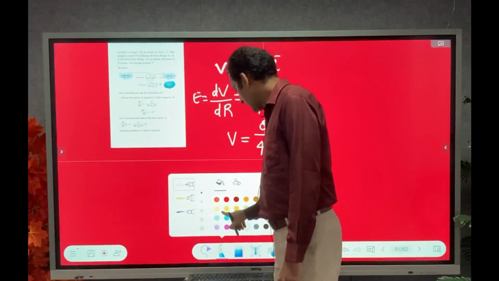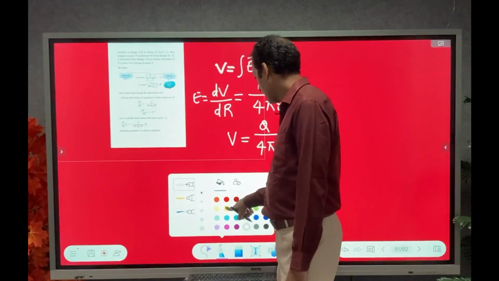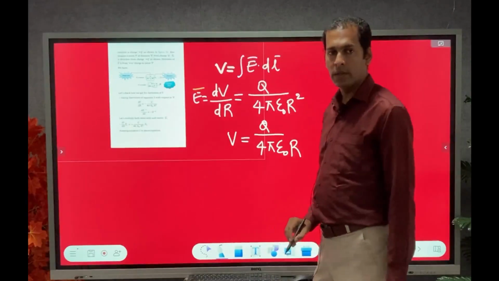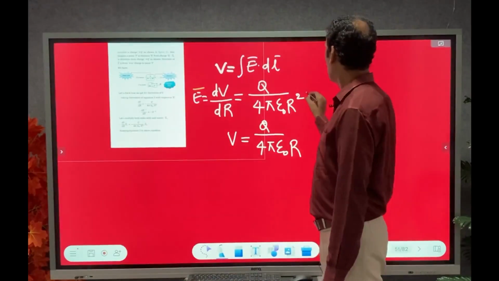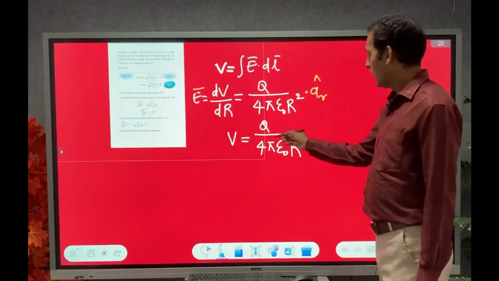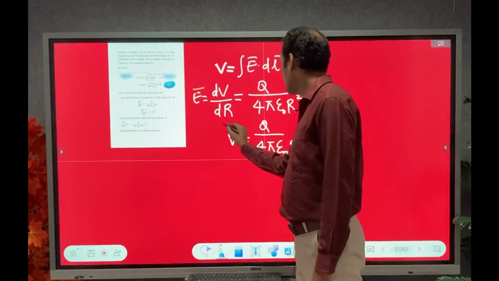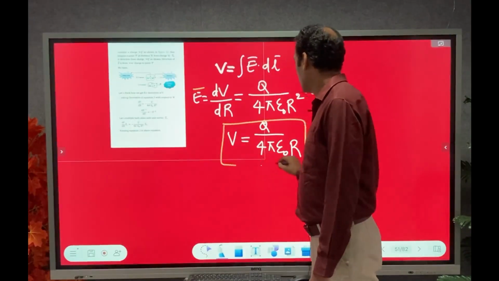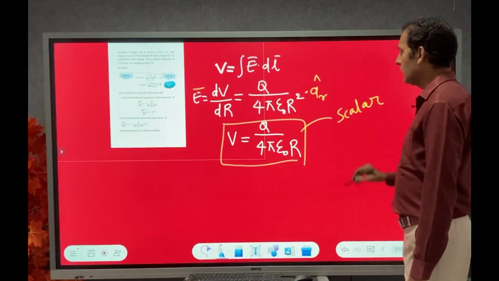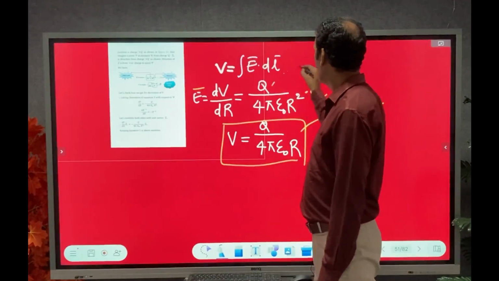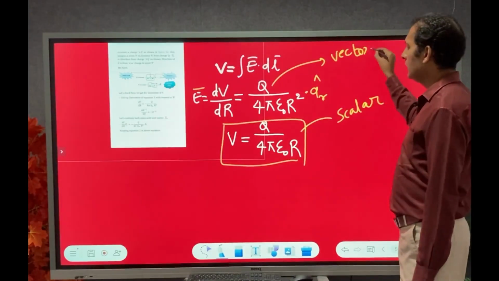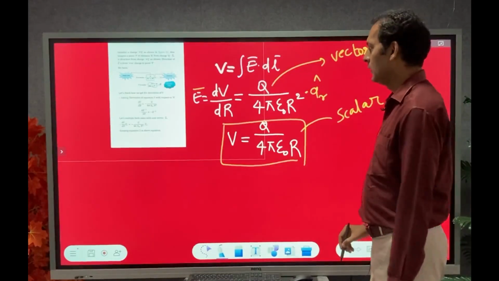The difference between these two, we have to realize that E can be given as a vector. So we can write it as E bar. Here we have to add the direction component aR cap. And what is voltage? Voltage is a scalar quantity, and this one is a vector quantity, right?